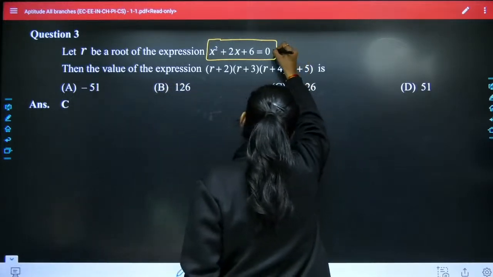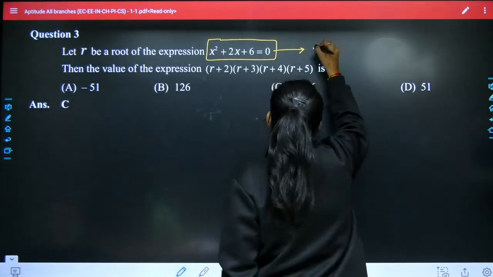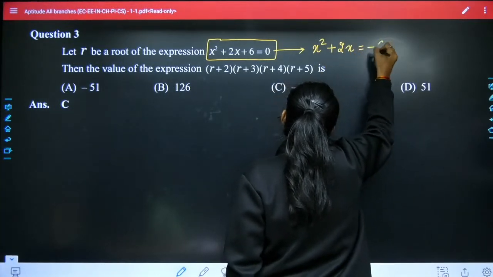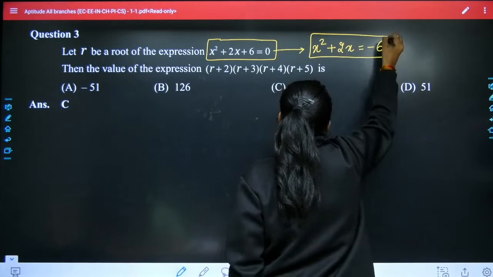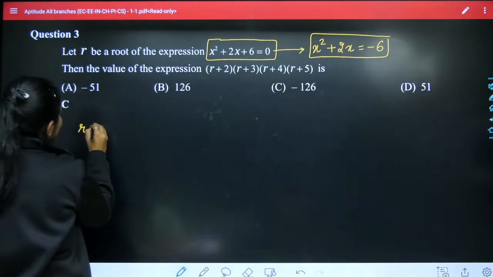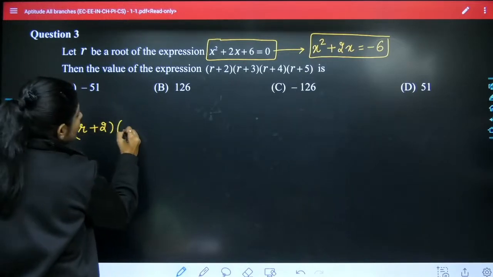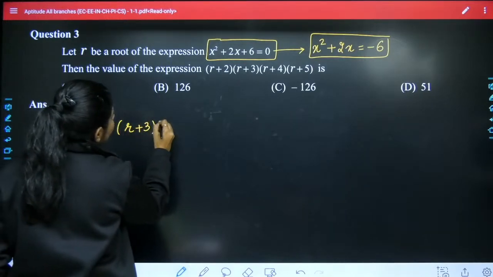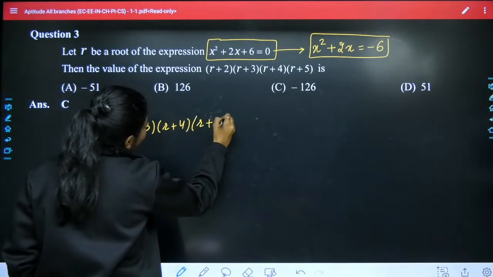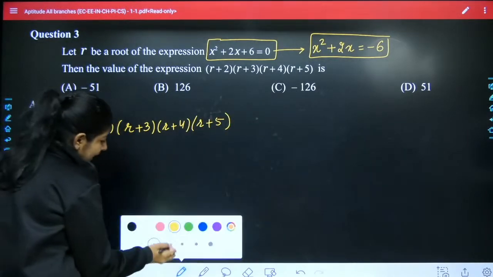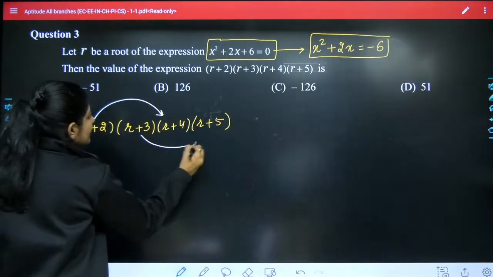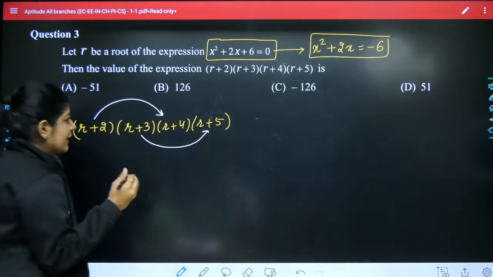Okay, if we write this equation as this, this is also correct, right? Now we have R plus 2, R plus 3, R plus 4 and R plus 5. Now what we can do, we can multiply these two and these two just to calculate some quadratic equation.